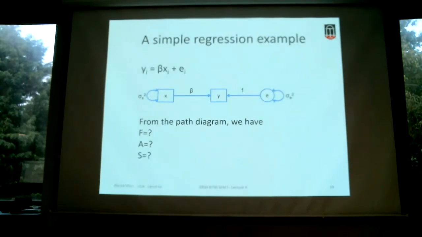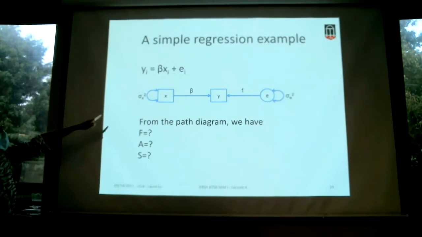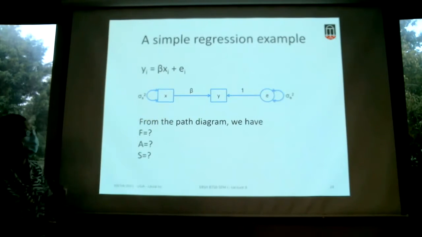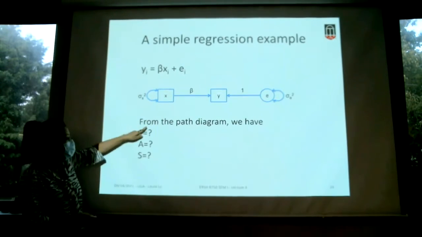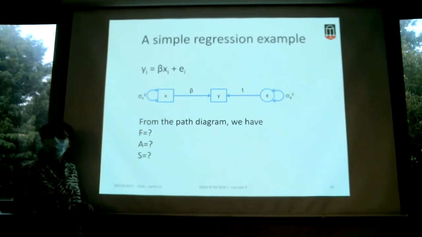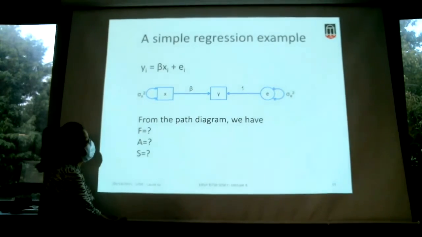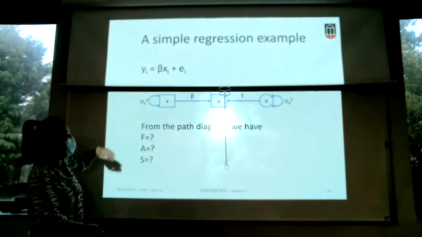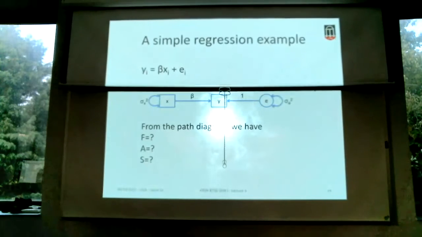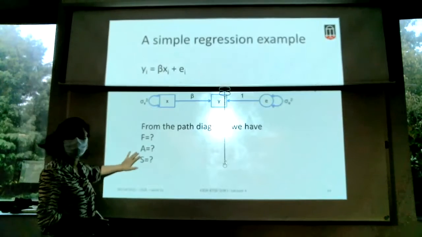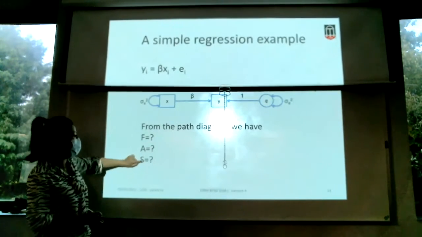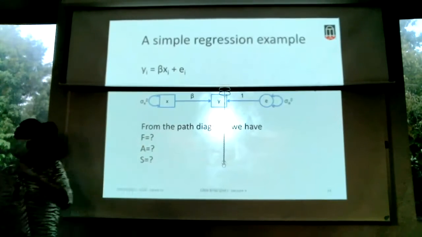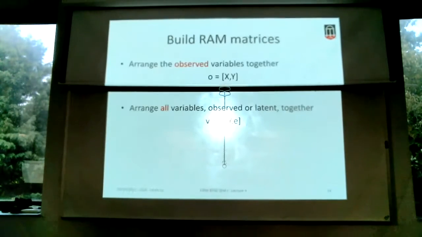Again, let's look at the simple regression case. We have X causes Y, and of course we have the residual part, the E part. Now the question is, what are these three matrices? So what is F, what is A, what is S? Double-headed arrows are here. Single-headed arrows are here. This just tells us observed and other. There are some rules to generate these three matrices. So let's look at it.